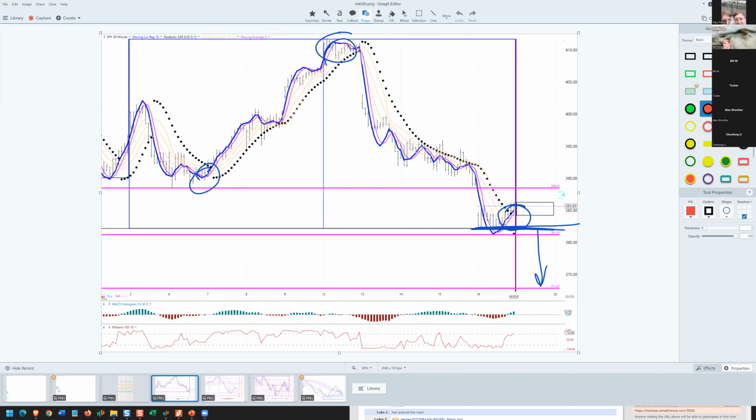You can see that the 30 is very orderly. Every time it rejects the PSAR, that's a signal to the downside.